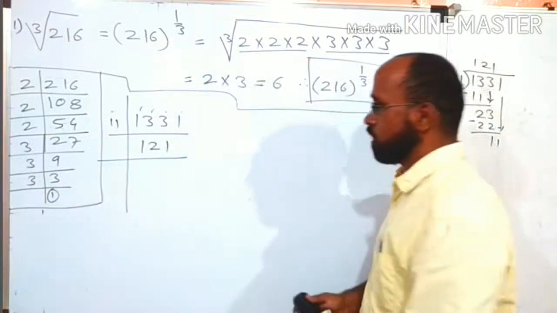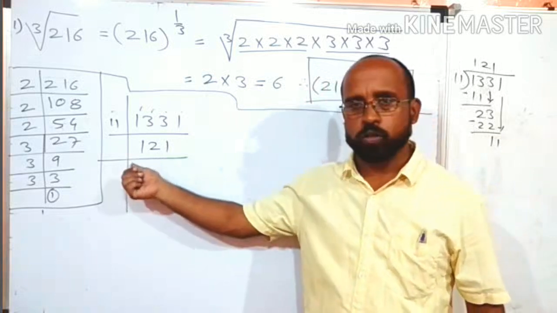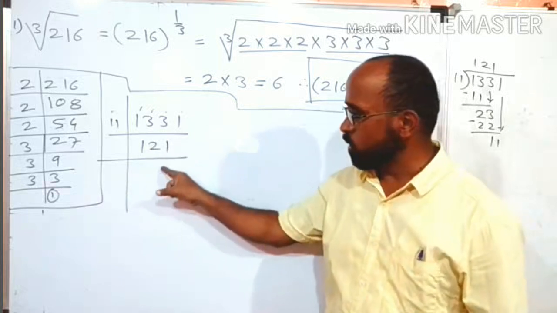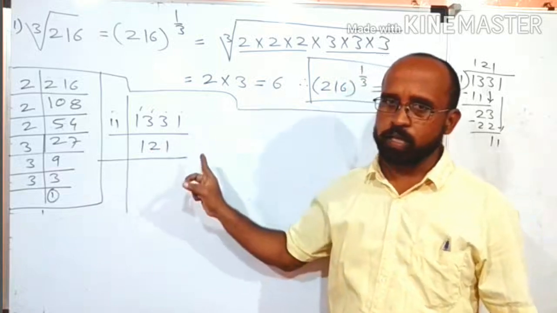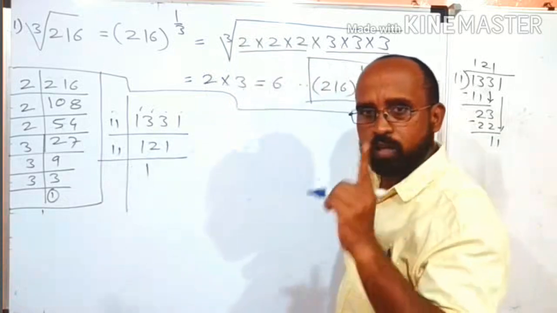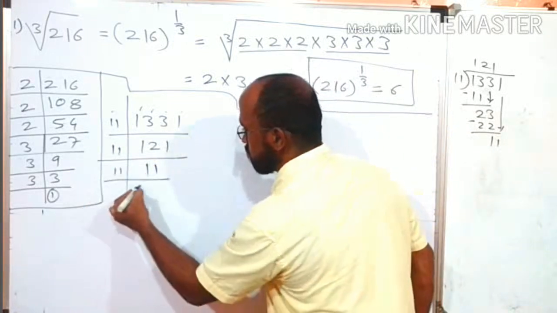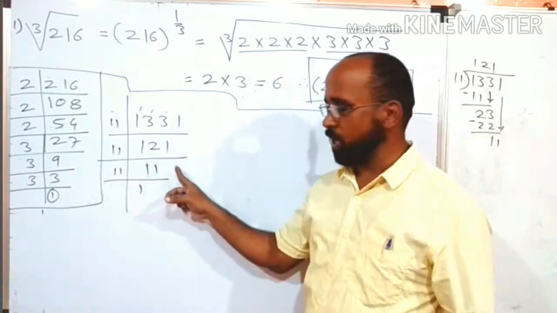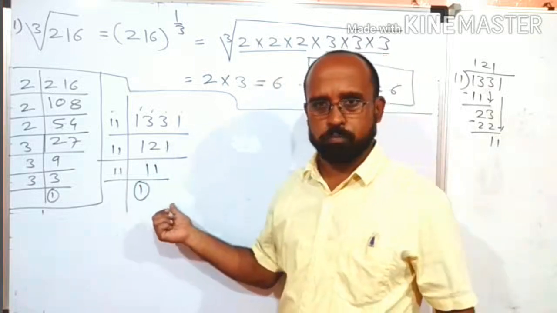Clear? Now this 121 ending with 1, not divisible by 2, addition is 4, not divisible by 3, not divisible by 5, alternate numbers 1 plus 1, 2, 2 minus 2, 0, divisible by 11, let us divide by 11. 11 1s are 11, 12 minus 11, 1, bring 1 on it, 11, once again 11 ones are 11. So 121 divided by 11, answer is 11. 11 is a prime number. 11 divided by 11, answer is 1. Whenever 1 comes, we stop factorization.